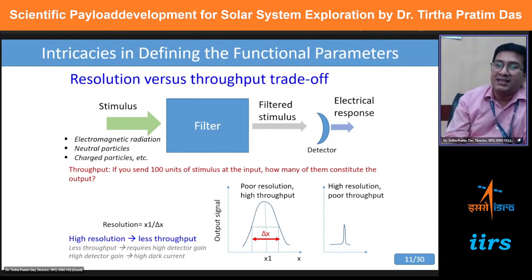One consideration is resolution versus throughput. I am using the term throughput now. You remember the block diagram which I have shown of a scientific instrument. I have shown on the left hand side some stimulus is coming. It could be electromagnetic radiation, let us say, for simplicity, and there's a filter. Basically a sensor come filter, and you're having a filtered stimulus output, which is an input to your detector. Throughput means if you send 100 units of the stimulus at the input, how many of them constitute the output, right?